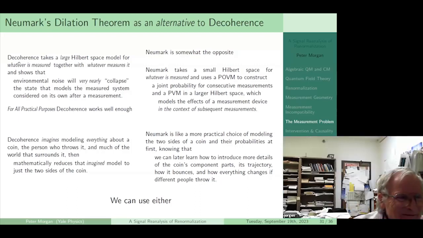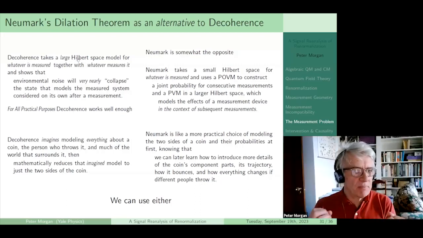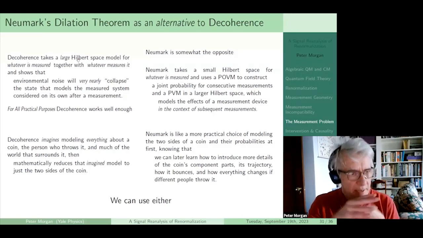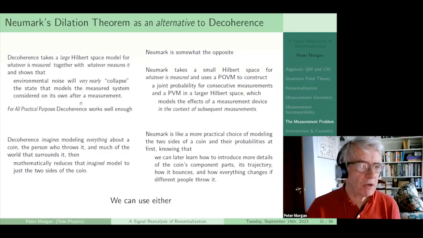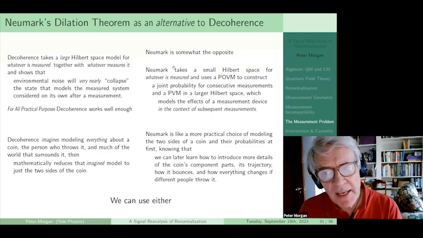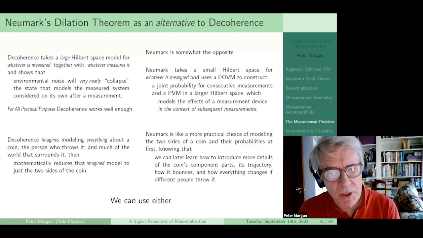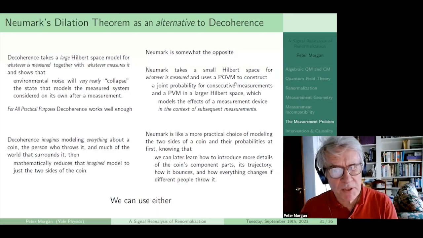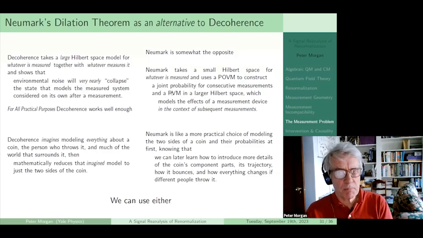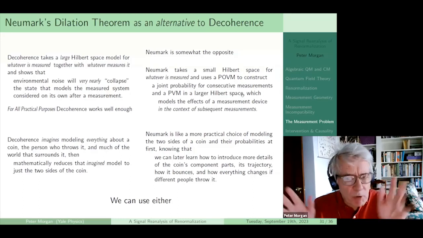Good. So decoherence takes a large Hilbert space model for whatever's measured, together with everything around it, and shows that the environmental noise will very nearly collapse the state to a mixed state. And for all practical purposes, decoherence works pretty well. Neumark is kind of the opposite. Neumark takes a small Hilbert space for whatever's measured, constructs a positive operator valued measure for a joint that gives us a joint probability, then uses the Neumark dilation theorem to construct a projection valued measurement in a larger Hilbert space. But that's very much more focused.